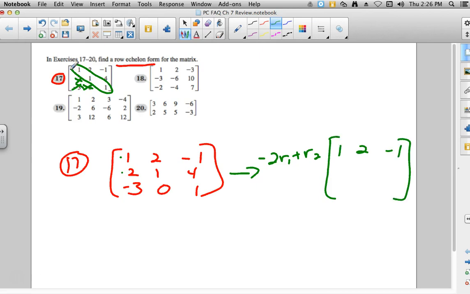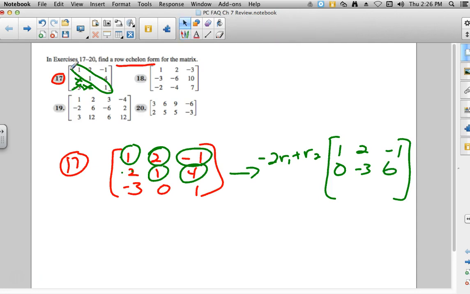So I'm going to keep row 1 exactly the way it is, but now I'm going to take -2 times 1, which is -2, plus 2, and that gives me 0, which is great because that's what I wanted to happen. I wanted a 0 in that spot. Now I have to take 2 times -2, which is -4, and -4 plus 1 is -3. Then I have to take -2 times 1, which will give me 2, and 2 plus 4 is 6.